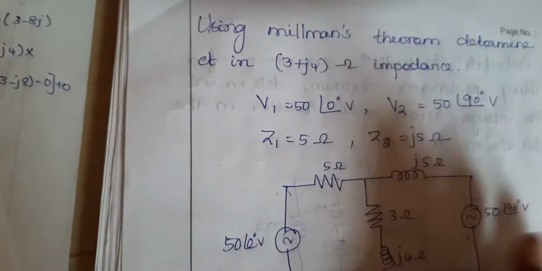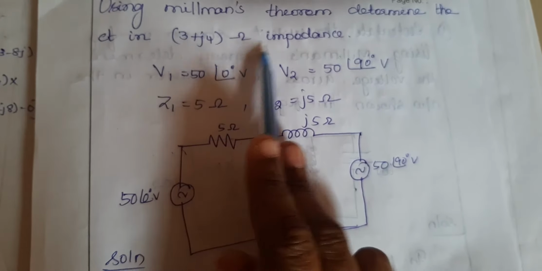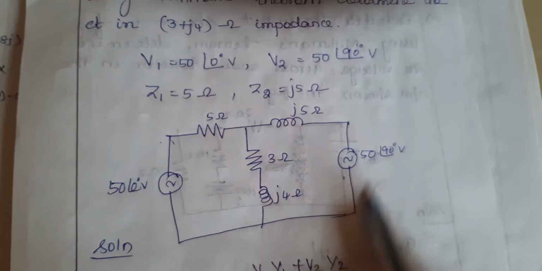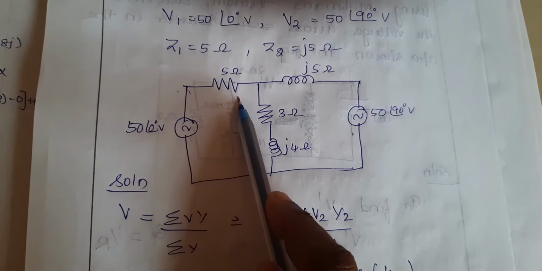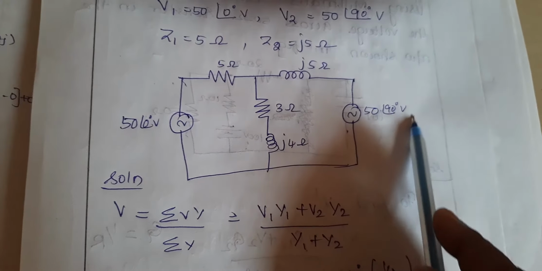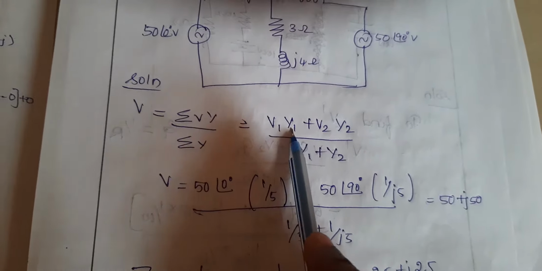Okay, so we can see another problem, in an AC circuit. Using Millman's theorem, determine the current in the 3 plus J4 ohm impedance. So it is an AC circuit. Here V1 is this value in series with the resistor, and this is the another voltage, in series with an inductance. So what is the value of the voltage?